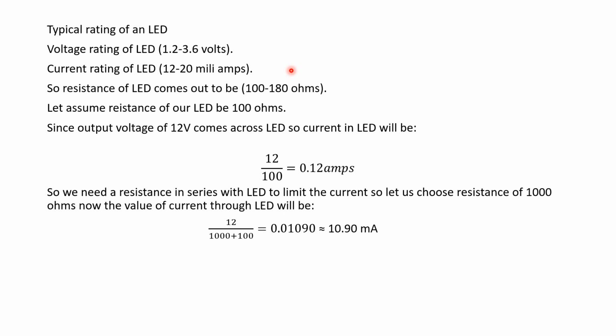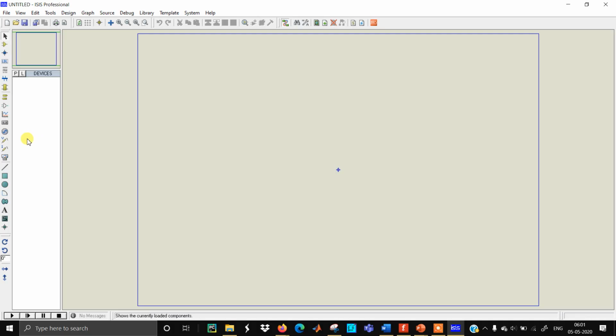Now before proceeding to the simulation part, please download the circuit diagram given in the video description so that you don't have to see the circuit in the video again and again. Now let us proceed to the simulation part. So first of all, we need to collect all the elements or devices here so that we can make the connections easily.